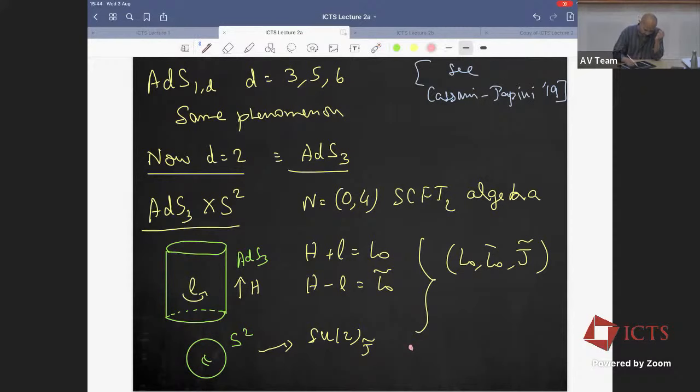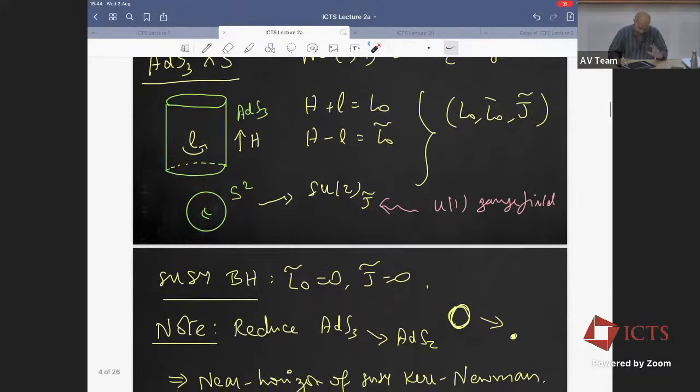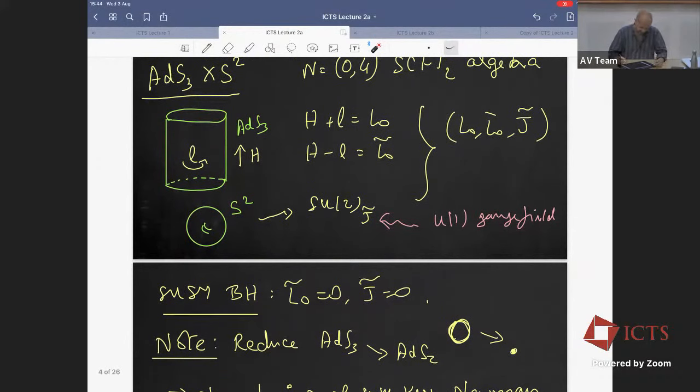From the point of view of the AdS3 theory, suppose like yesterday we were only studying the five-dimensional theory. If you study only the three-dimensional theory, that's a U(1) gauge field. The notation is somehow standard in each context, but the notations don't agree. So this one is called J or J tilde, and the three charges are L0, L0 bar, and J tilde. This is the minimal supersymmetric black hole, I'm saying. And the supersymmetric black hole is L0 tilde equal to zero and J tilde equal to zero.